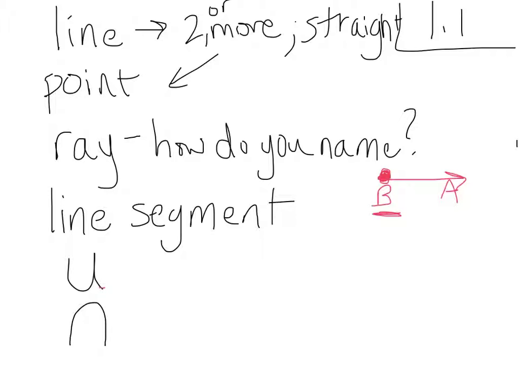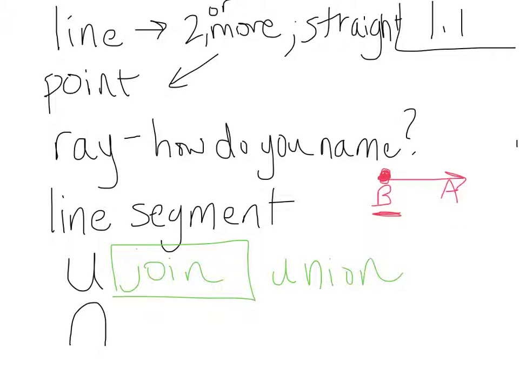What's this symbol stand for, except for the symbol? That symbol is union, and that is where they join. So it's where things join, together, like united. Union. Good. And this one is intersection. That is where two or more lines intersect. Or rays. Or line segments.